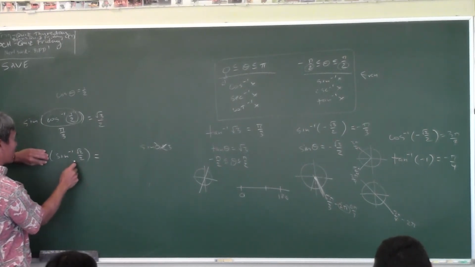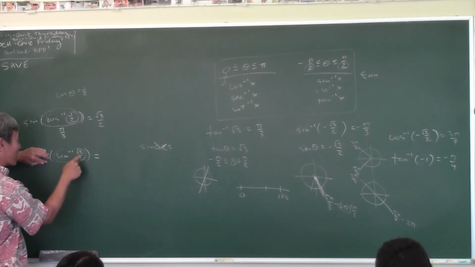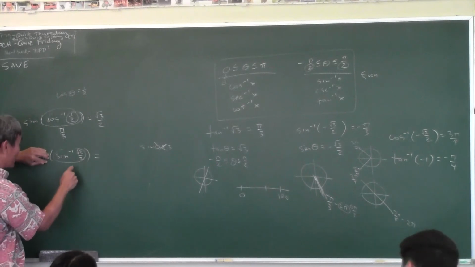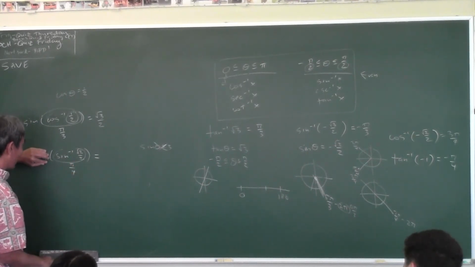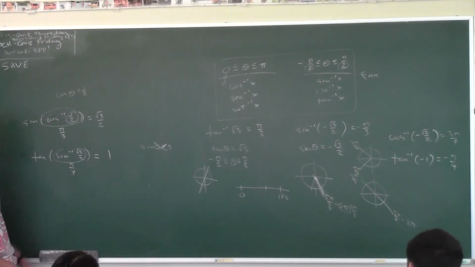Okay, let's compute this angle first. So what are you thinking when you see this? Sine of what angle is root 2 over 2? Pi over 4. See, when it's positive, you just have to worry about the first quadrant. It's easy. And now, what's tangent of pi over 4? 1. So, Mr. Park, I've got to know my trig values. Yeah.